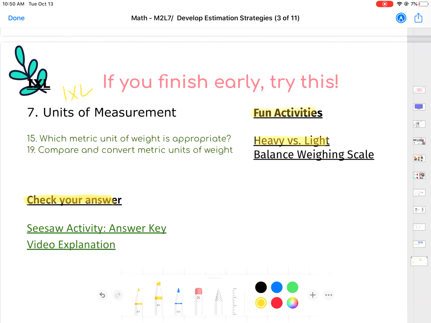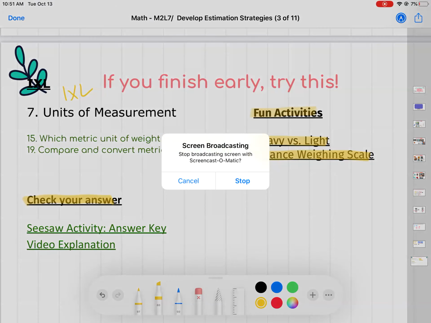For this first one, you're going to use the scale to find which one is heavier and lighter. For the second activity, you're going to use the scale to practice balancing.